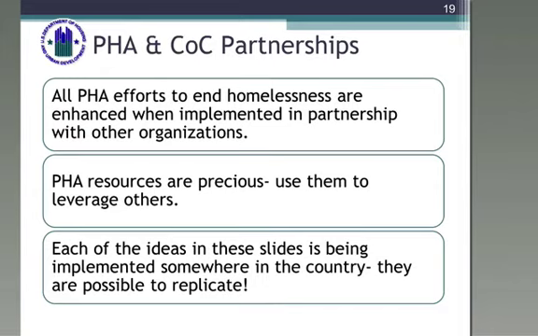Now I'll turn it back to Marcy to discuss a little bit more about how PHAs and CoCs can partner.